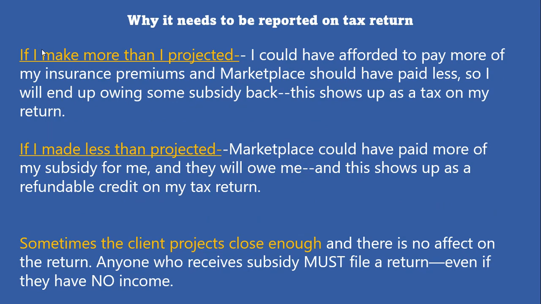Let's just say, I'm just going to make up numbers. I call them up. I say I need insurance. I think I'm going to make $30,000. The policy I chose costs $1,000 a month. Just making this up. And I say, okay, based off of your income and your family size and everything you told me, you pay $100 a month. We'll pay the other $900 a month. This is totally just simplified. Let's say I make more than I projected.